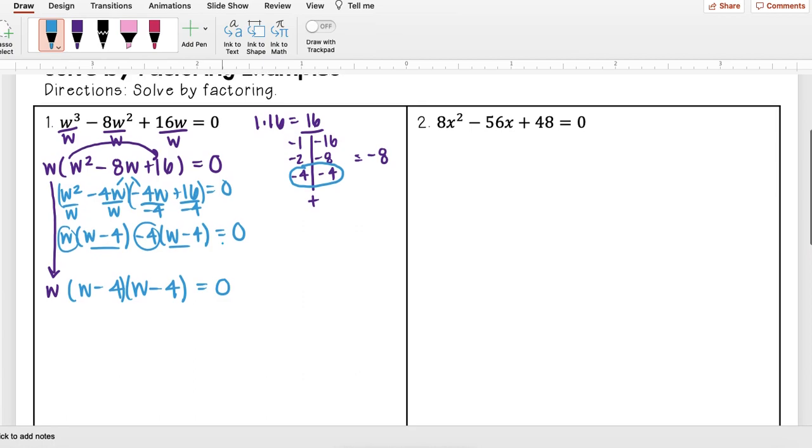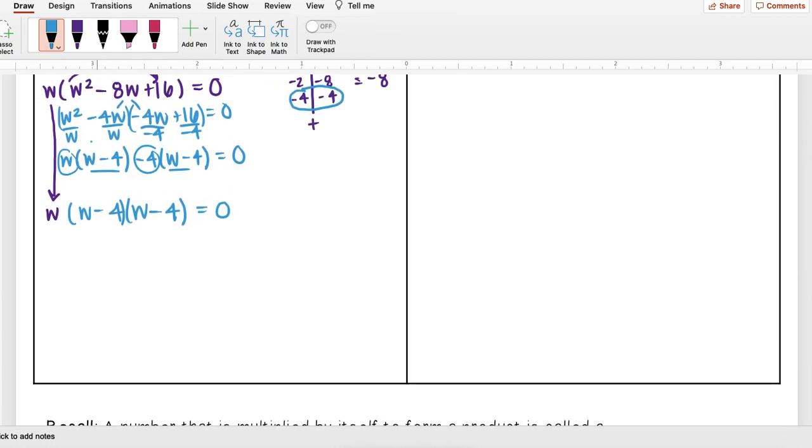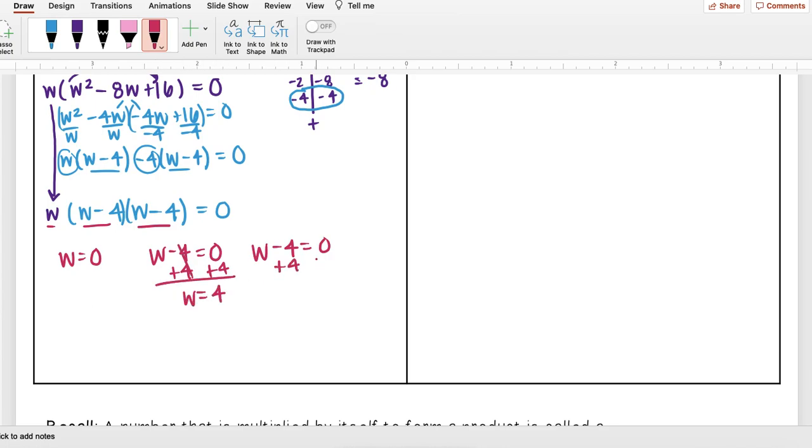Now this one is asking me to solve it, and so for my last step, I'm going to set each of these three factors equal to 0 and solve them. So I get W equals 0, W minus 4 equals 0, W minus 4 equals 0. That one's already solved. Here, I just need to add 4. And so my two answers are W equals 0 and 4.